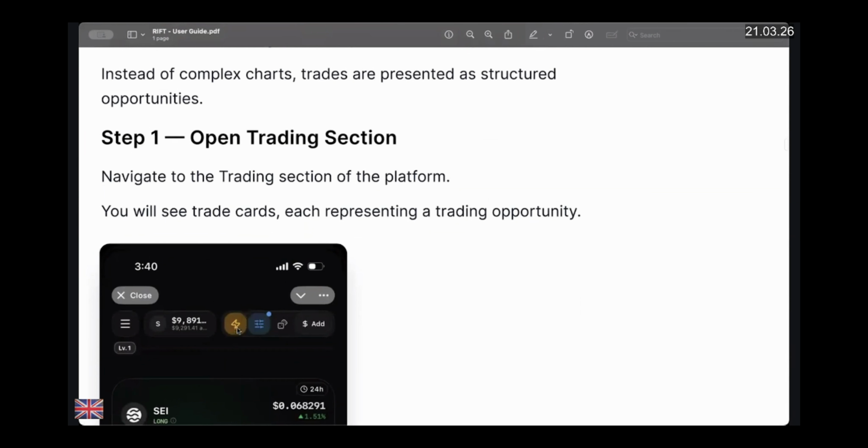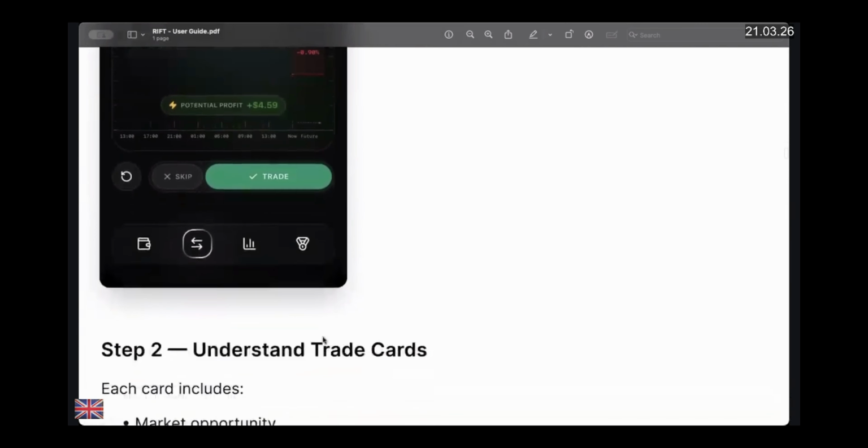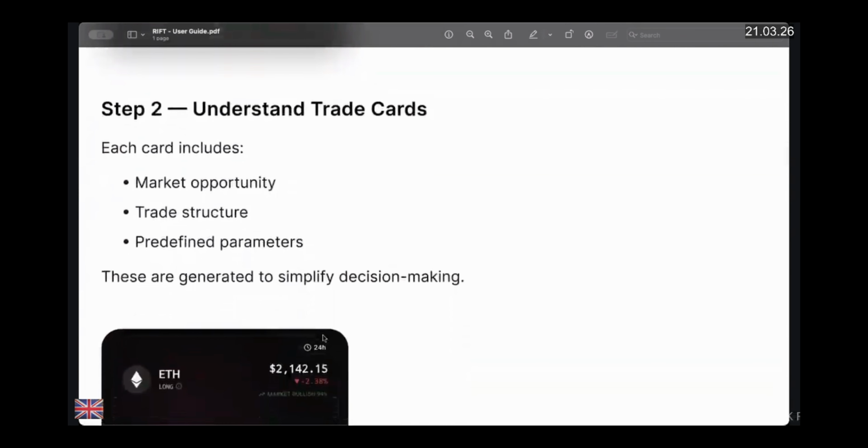Once you go to the trading section, you have a few options. On the first, there is lightning mode, then there is filter option, then there is high risk mode, and then there is adding more value, which is a later feature which will be enabled later.